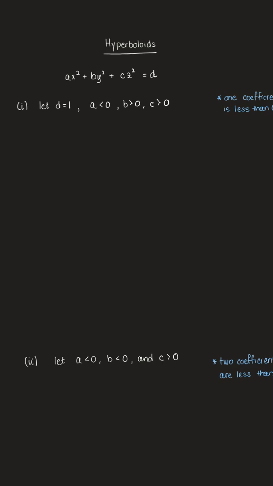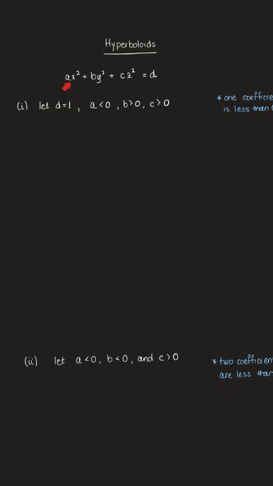In this video, we're going to discuss another type of surface called a hyperboloid. If you watched the video on ellipsoids, we avoided the situations where either parameters a, b, or c were negative. And so now we're going to consider, given the general equation ax squared plus by squared plus cz squared equals d, what happens when one of the parameters is less than 0?